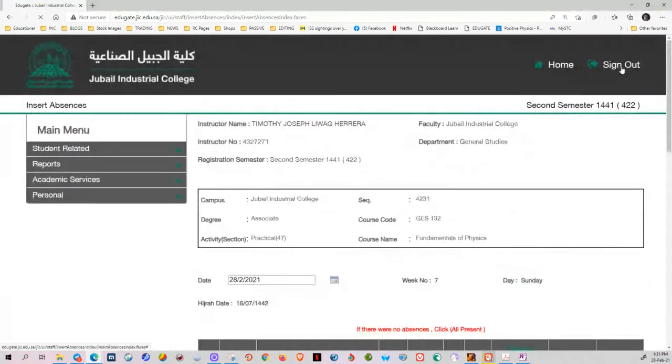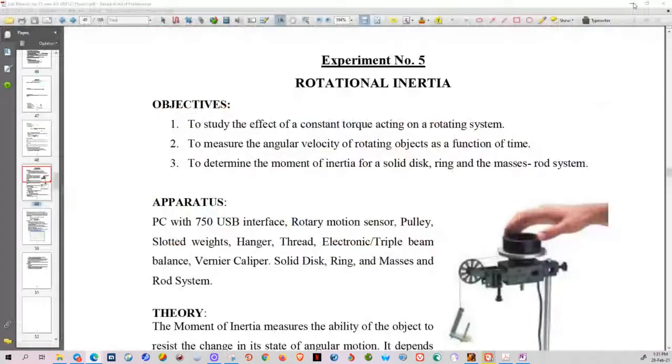Okay, we'll go back to the attendance later on. For now, let's go to our experiment. Again, the topic is rotational inertia. So the question is, what is rotational inertia? Well, before we define rotational inertia, let's go with the word inertia itself.